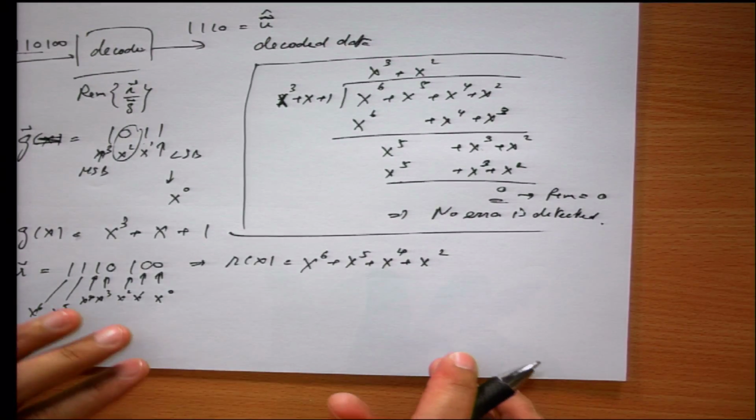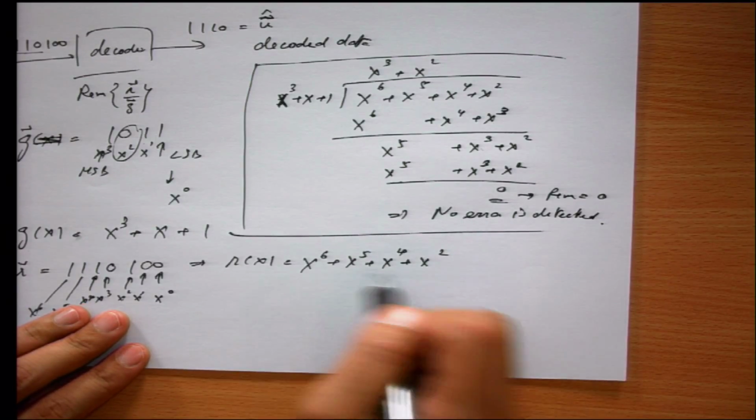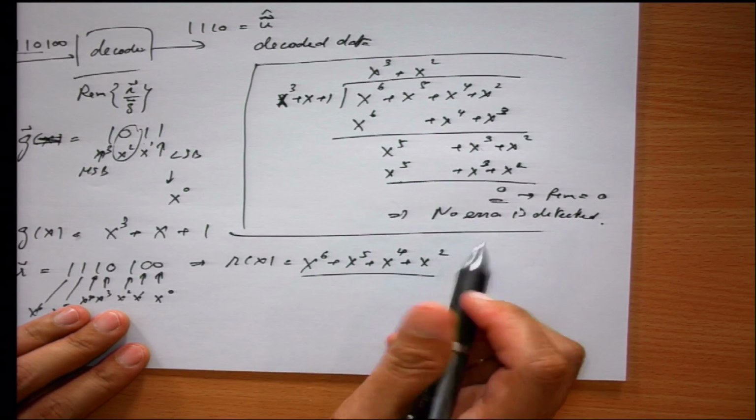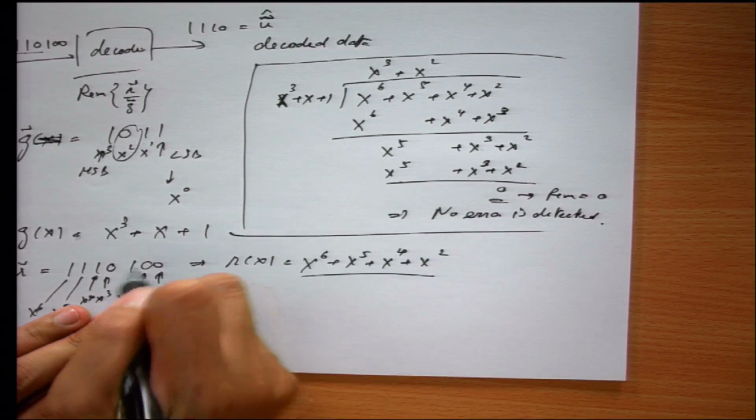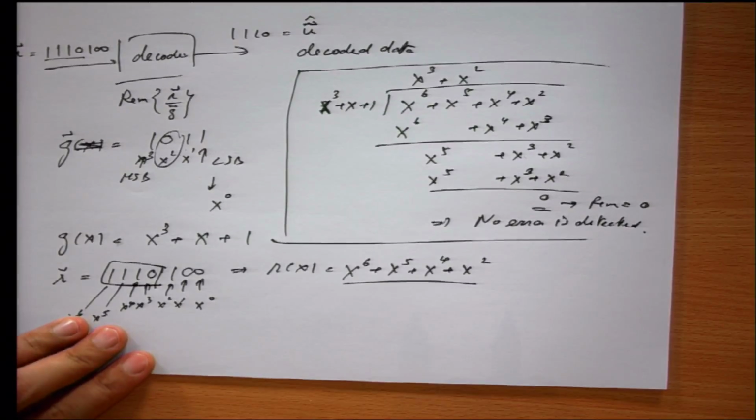So what is the data? The data is the first 4 bits. This is Rx, so the data is again the first 4 bits, the decoded data, the same thing.